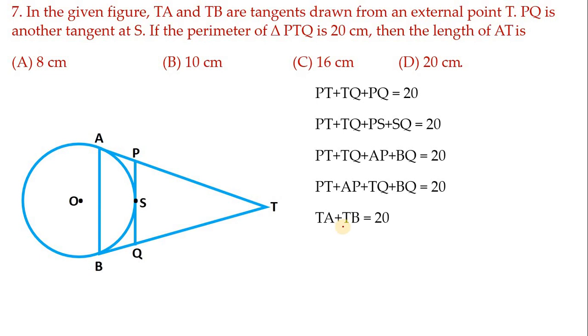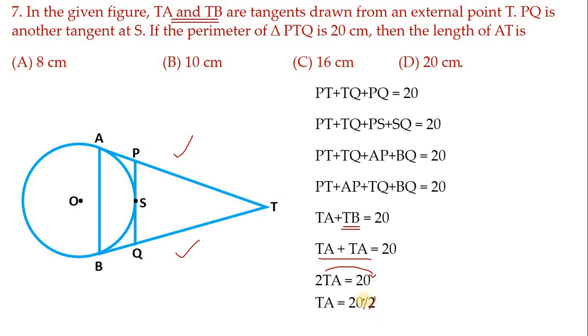Now TB I can replace by TA because TB and TA are tangents. They clearly said it here. So tangents drawn from external points are equal. Hence TB I'll replace by TA. Now 1 TA plus 1 TA, 2 TA equals to 20. Now this 2 you transfer this side, we get it in the denominator. Let me cancel here, 2 ones are 2 and 2 tens are 20. Therefore TA equals to 10 centimeter. This is only they have asked. Hence the correct option is B, 10 centimeter.